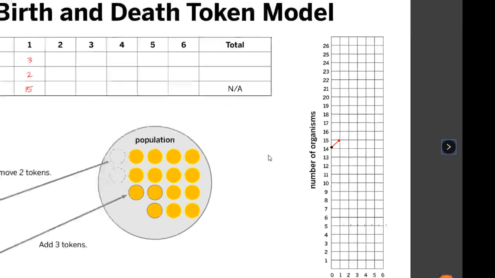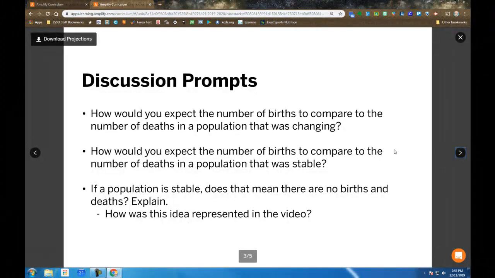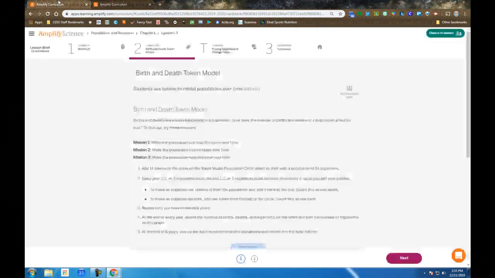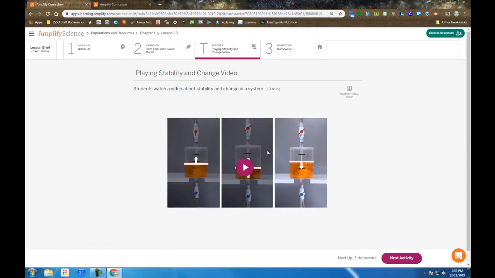And there are three missions that each have a different purpose. One is steady population, one is population increase, and one is population decrease. So you'll be repeating this three times with different scenarios. And then we will come back and watch about a two-minute video in which they are doing something similar, only with liquid levels.